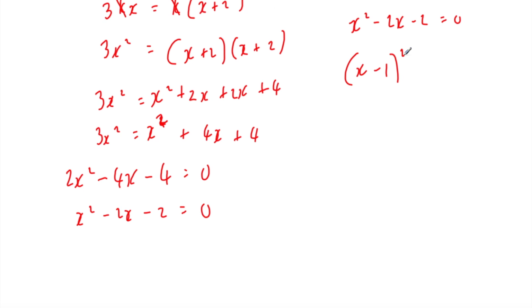Close brackets, squared. And then take away whatever this is squared. So minus 1 squared is 1, so we're going to take away 1. And then we've still got our minus 2, and that equals 0. Okay, now let's simplify this. So we've got (x minus 1) squared, minus 3 equals 0.